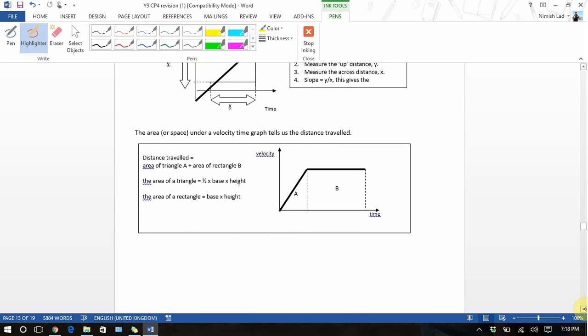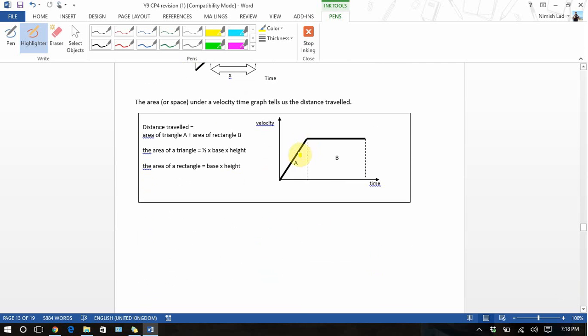If you have a velocity time graph like so, and you figure out the area under the graph, so there's two shapes here, the area under the graph will tell you the distance travelled. Since it's a triangle, if you multiplied that time by that velocity and then divided it by 2, that will tell you the distance travelled under part A. And if you times this time by this velocity, you figure out the distance travelled there. So that will tell you the overall distance travelled in A and B if you added those two together.